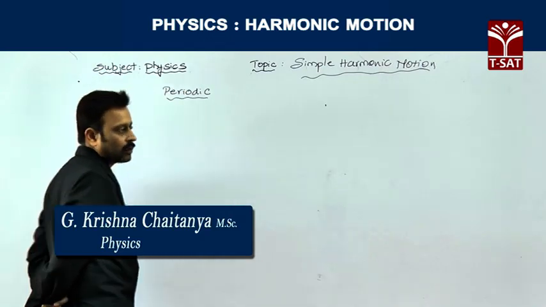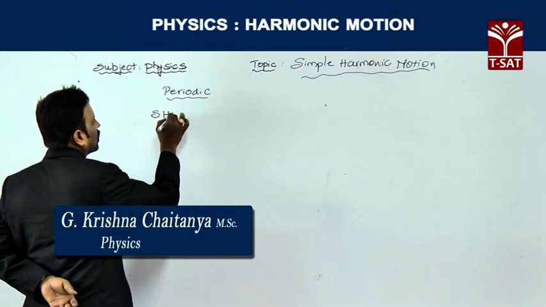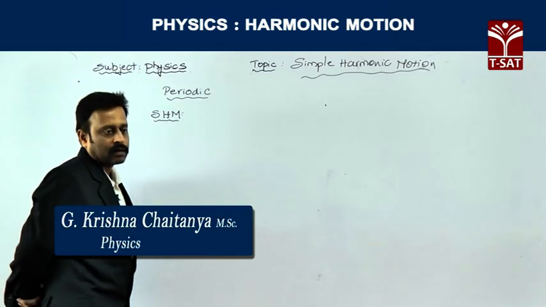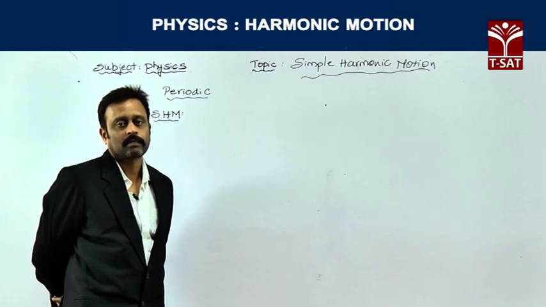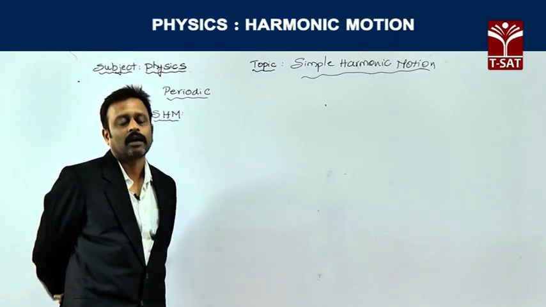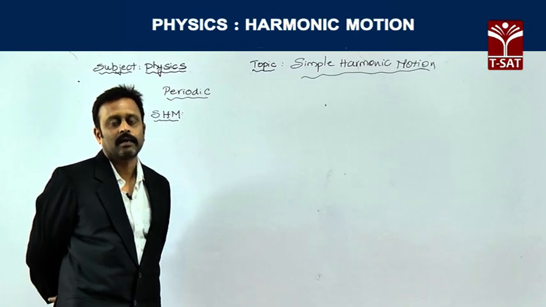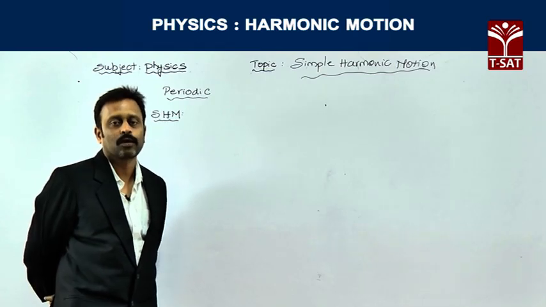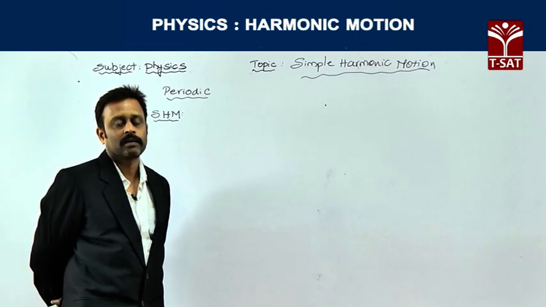What actually is a simple harmonic motion? We simply call it SHM. According to the definition, simple harmonic motion means a periodic motion in which an object moves to and fro about its mean position such that acceleration is directly proportional to displacement and acceleration is always directed towards mean position. Then the motion is said to be simple harmonic motion.